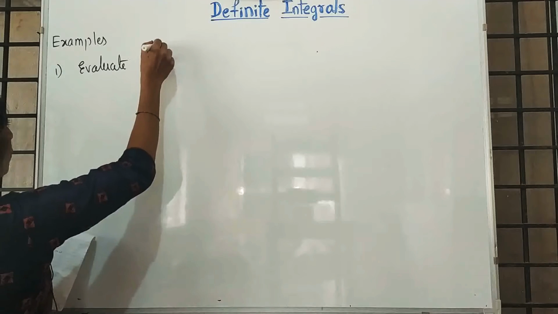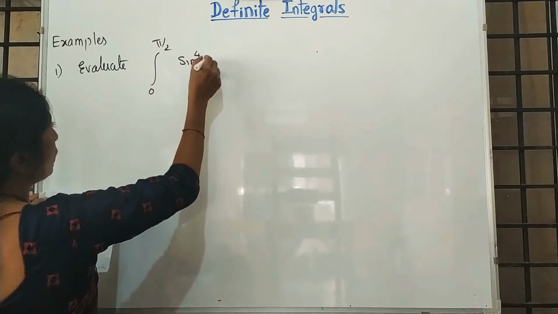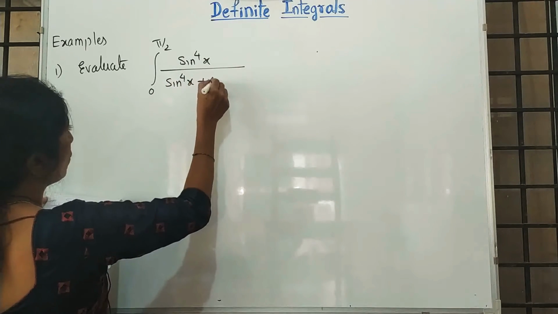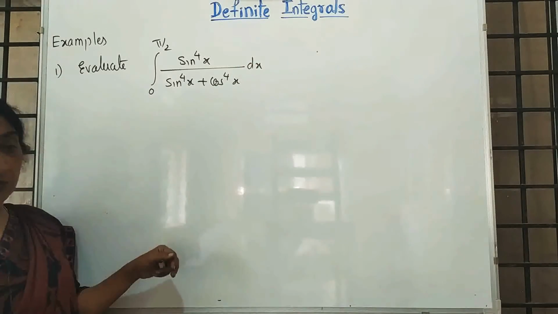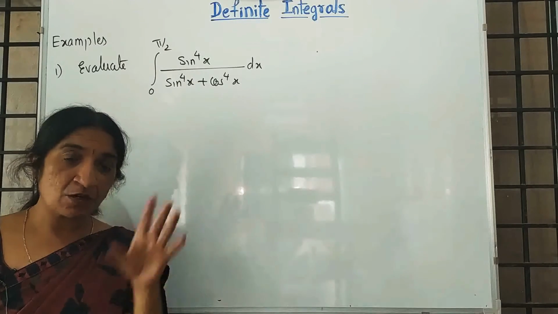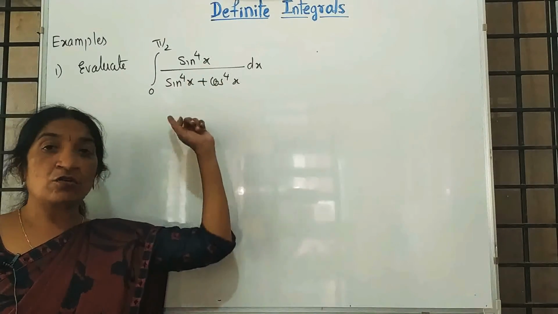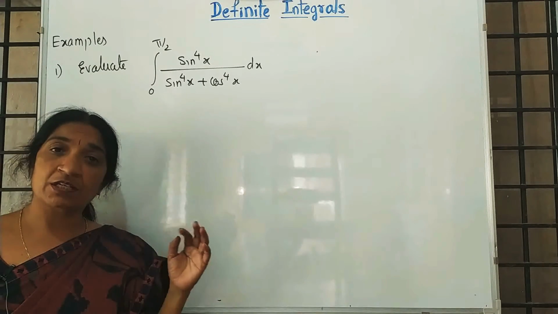Integration from 0 to pi by 2 of sin raised to 4x upon sin raised to 4x plus cos raised to 4x into dx. So, now I am explaining all the problems. They are related with the limits: lower limit is 0, upper limit is pi by 2, and sin cos with the help of allied angle. You know that sin changes to cos, cos changes to sin.